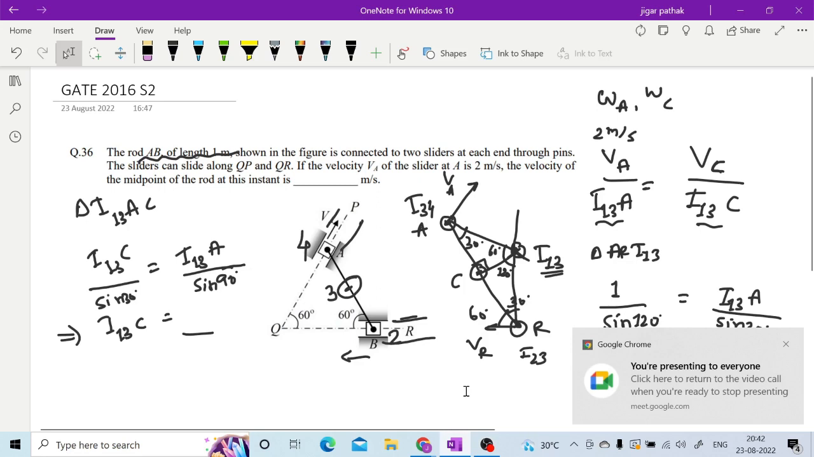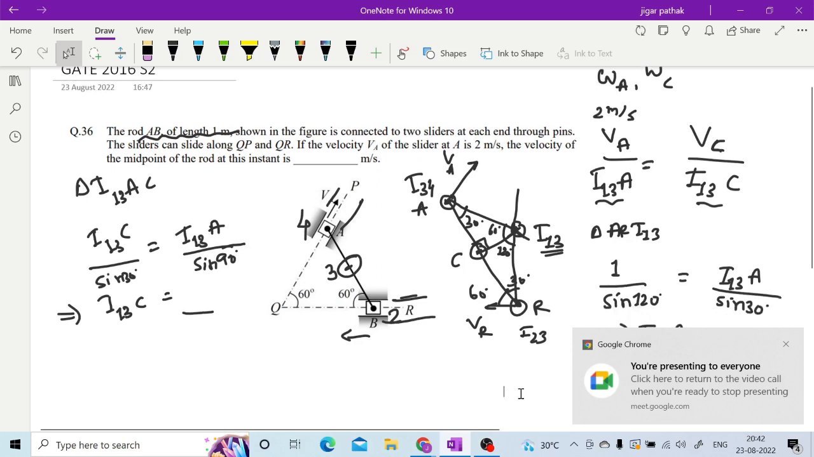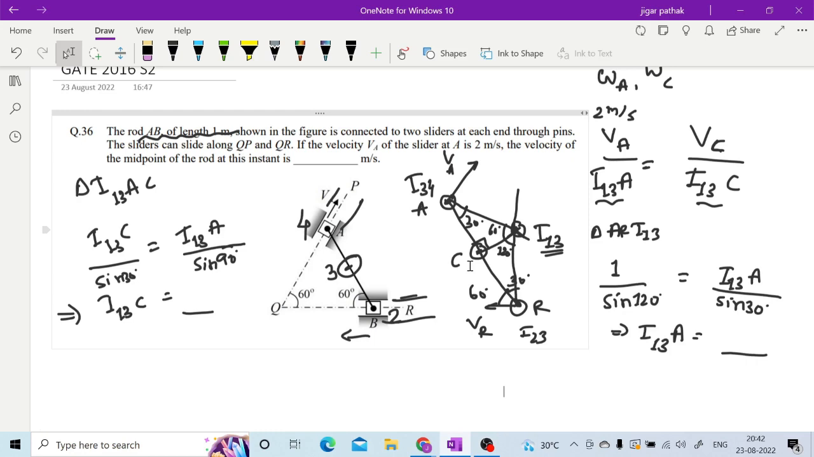Sir, one thing I would like to ask you: why is the midpoint of the triangle considered as link number 3? It is not considered as link number 3.